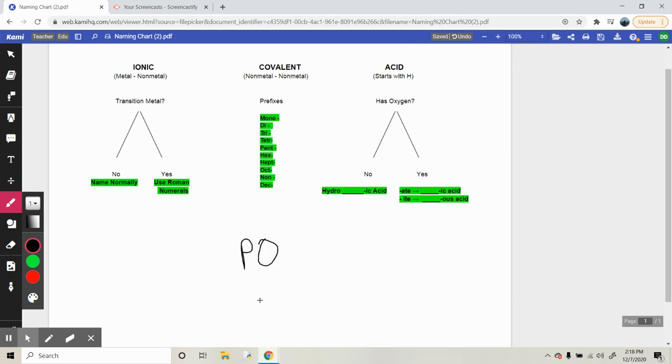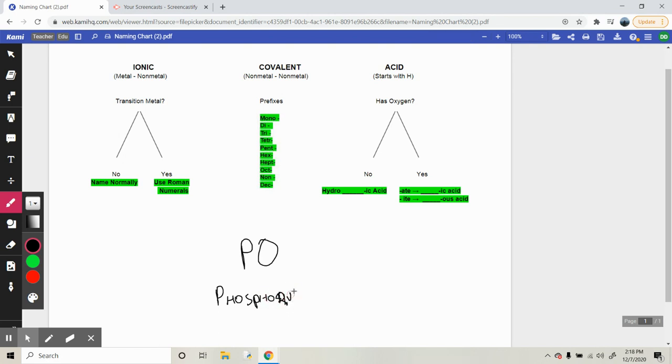PO. I'm looking at this guy. I see phosphorus. I see oxygen. I look on my periodic table. I realize both of those are nonmetals, so I'm going to be using my prefixes. Remember that the first element, if it's by itself, we don't say monophosphorus. We just say phosphorus.